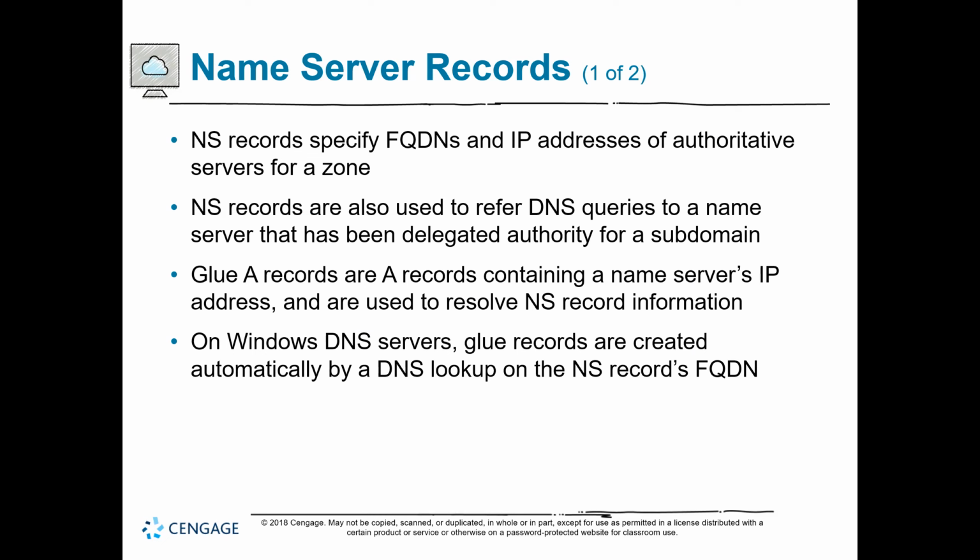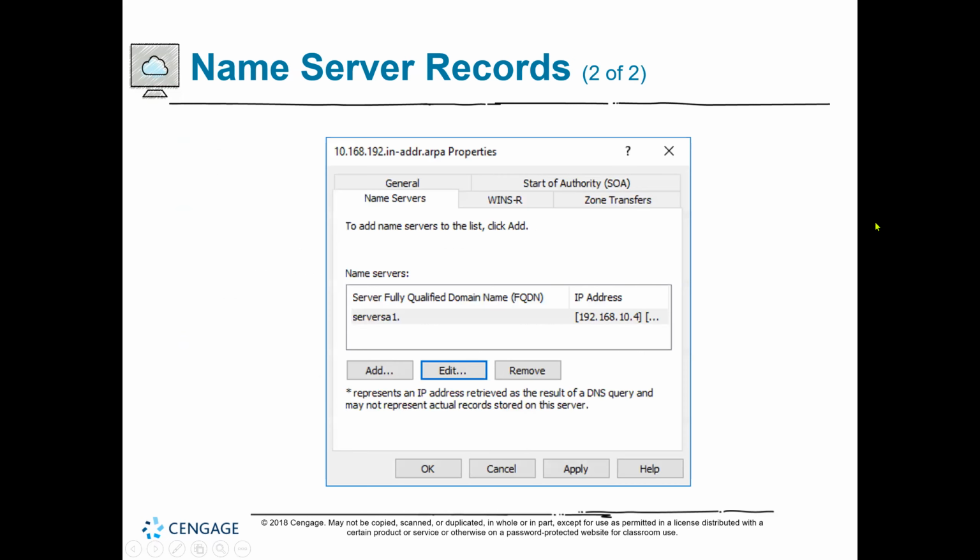NS records are also used to refer DNS queries to a name server that has been delegated authority for a subdomain. Glue A records are A records containing a name server's IP address and are used to resolve NS records information. So NS records are like NS lookup. If you've heard of that, that's what they're talking about. On Windows DNS servers, glue records are created automatically by a DNS lookup on the NS record's FQDN. So here is an example of what that looks like. The first part is the FQDN that they're talking about.